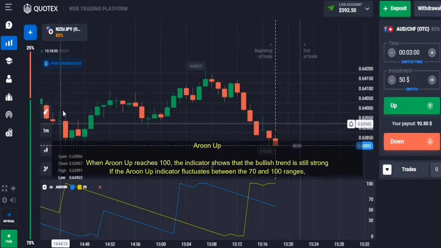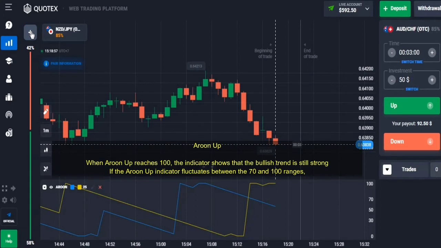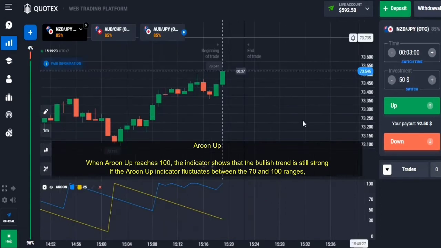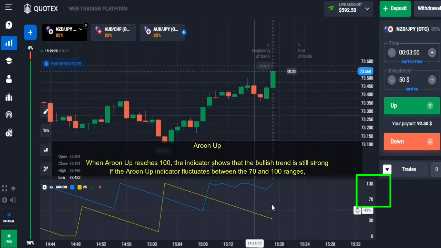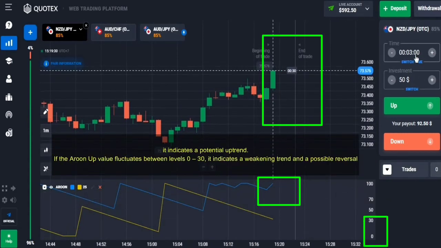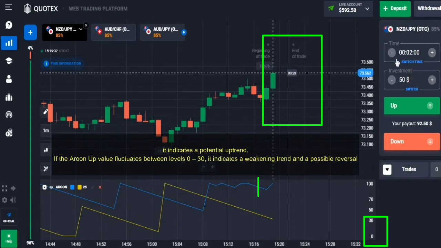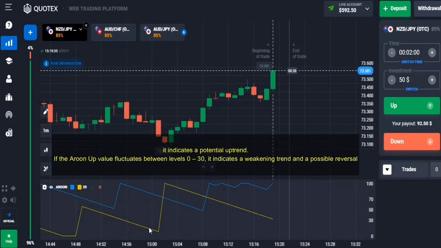Aroon up. When Aroon up reaches 100, the indicator shows that the bullish trend is still strong. If the Aroon up indicator fluctuates between the 70 and 100 ranges, it indicates a potential uptrend. If the Aroon up value fluctuates between levels 0 to 30, it indicates a weakening trend and a possible reversal.